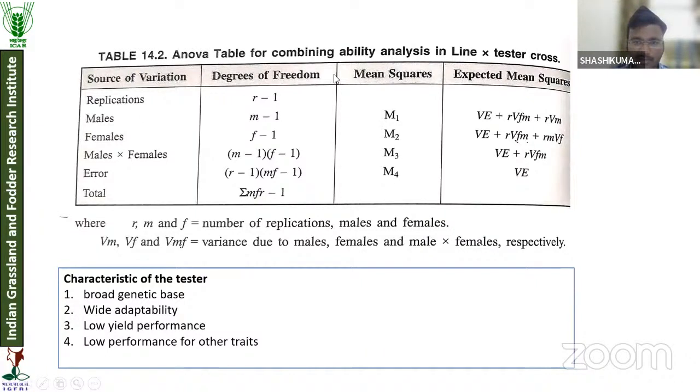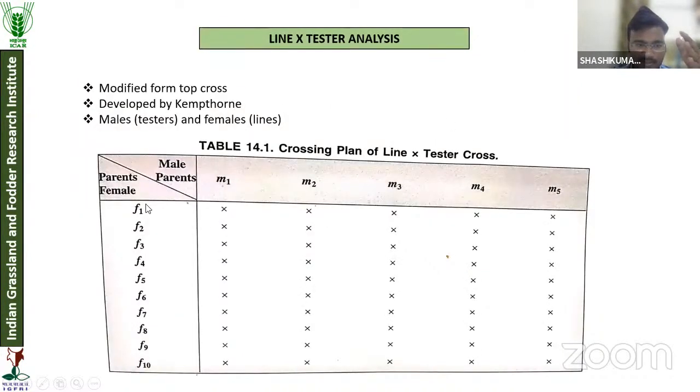So this is the ANOVA table for combining ability, that is line x tester cross. This is replication, r minus 1. The error degrees of freedom is r minus 1 into (m f minus 1). This r is for replications, m for males, f for females. So variance due to males and variance due to females. Here, as I said, from the variance due to males you can estimate the general combining ability. If you calculate full sibs, then you will get the specific combining ability.